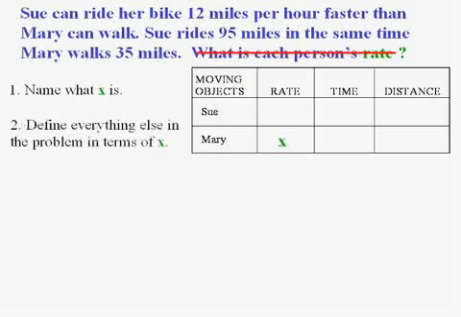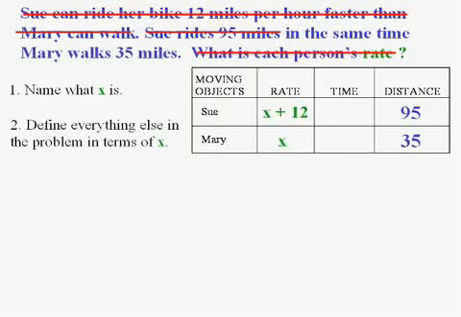Well, let's see, what else do I know? I know that Sue can ride her bike 12 miles an hour faster than Mary can walk. So I put in x plus 12 for her rate, and I'll cross that out. The distance that Sue rides is 95 miles, so I put a 95 in that position and cross it out. And the distance that Mary walks is 35 miles. And I always like to cross these things out.